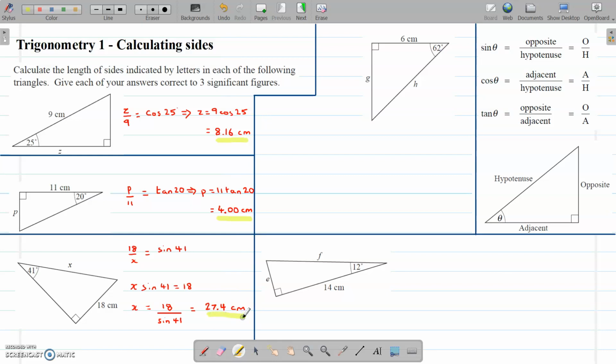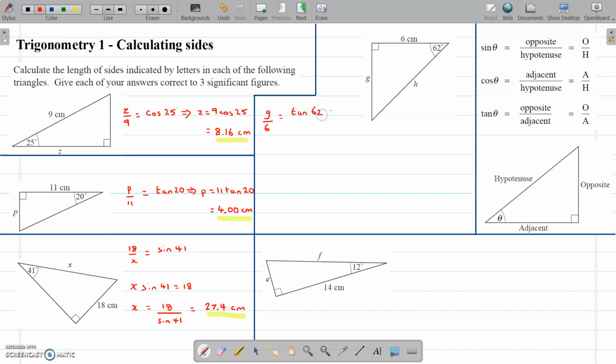Okay, now coming across to the other side, let's do this one here. We've got two unknowns here, G and H. So let's start with G. If we look where G is, we're given the adjacent, and G is the opposite. So I can say that G over 6, that's opposite over adjacent, is the tan of 62.